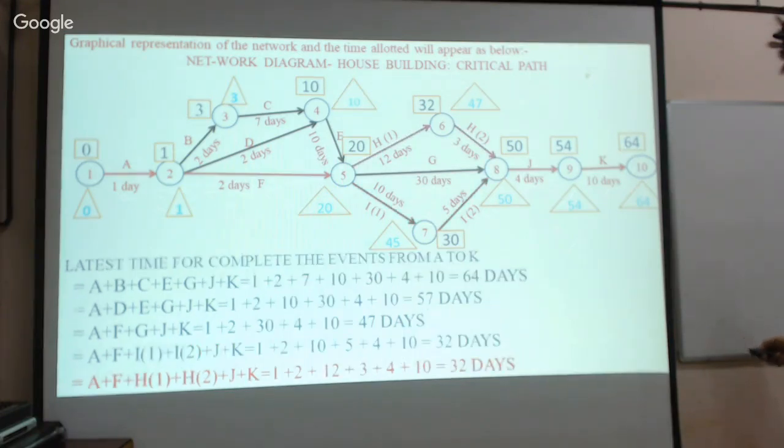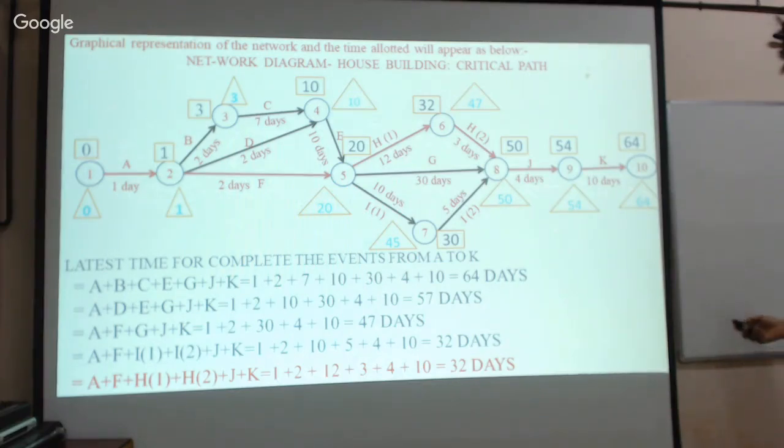Now similarly, we have one more path. See, that is 1 plus 2, plus 1, plus 3, that is plus 4, plus 10. If you are calculating the time required along this path, it is 32 days, isn't it? Likewise, we have another path also. We can calculate along this path also, from here to here. There are a number of paths. We can calculate and find out the maximum time required to complete this project, isn't it?